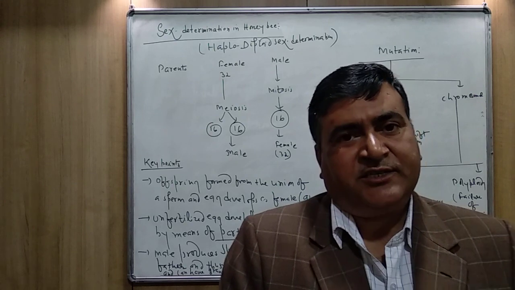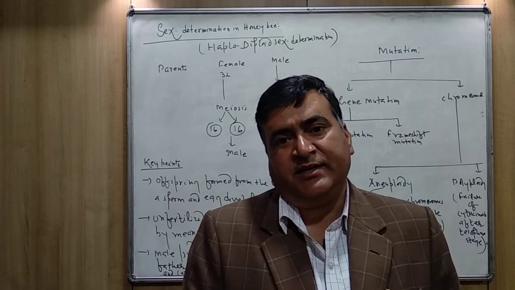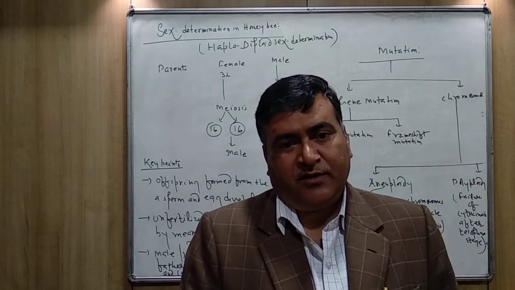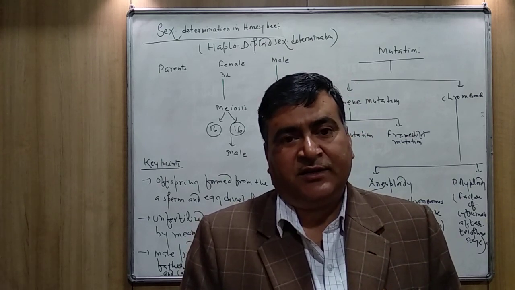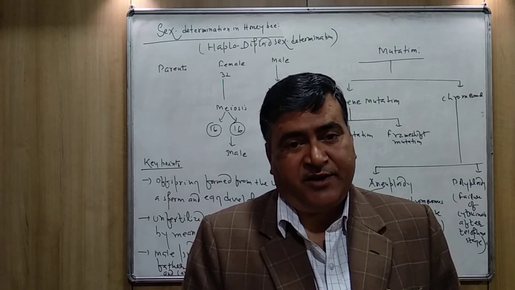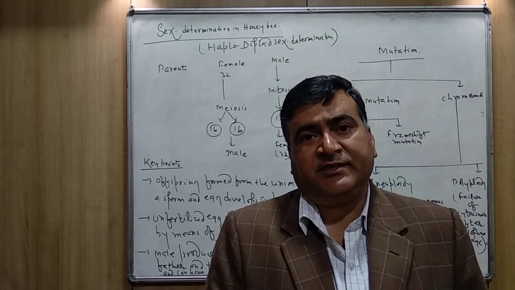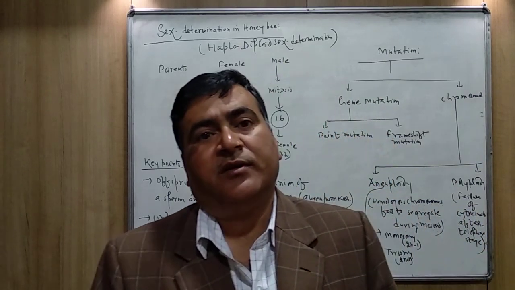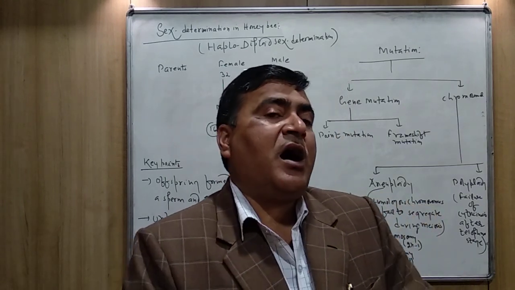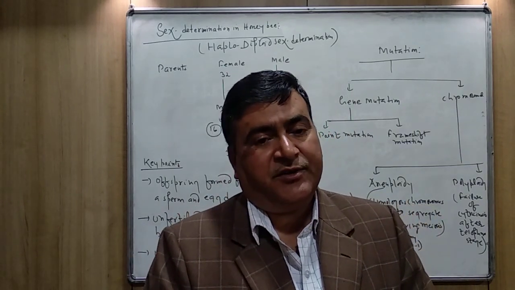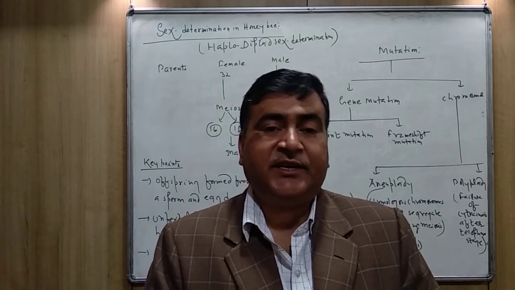I have already discussed sex determination in human beings, birds and insects in the last lesson. But one more topic is there, that is how the sex is determined in honey bees. Actually, in honeybees, the sex is determined by the number of chromosomes present in the individual body, and accordingly the sex is determined.